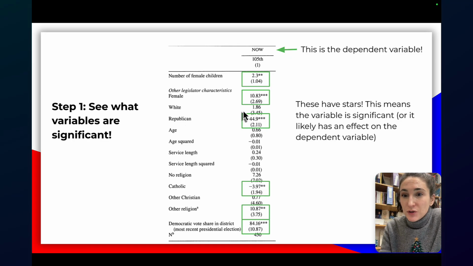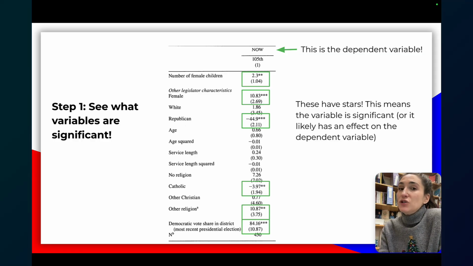Republican is also significant, as is Catholic, other religion, and Democratic vote share. The ones that are insignificant are race, so whether they're white, age, service length, and religion. Okay, so step 1 is highlight which variables are significant. Highlight the ones with stars. Those are the ones that you will likely discuss or you want to pay attention to when you're reading.